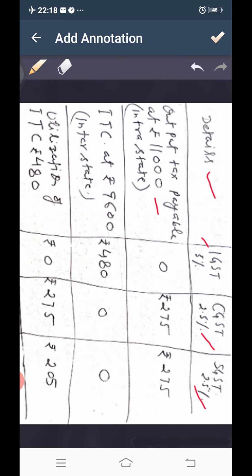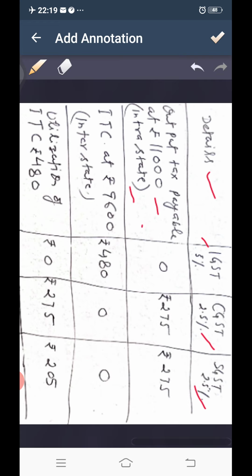Why have we taken this 11,000? Because the seller in Rajasthan sold at 1400 profit. It was purchased at 9600, then sold at 1400 profit. So the total selling price becomes 11,000. So output tax is payable at 11,000, that is intra-state.